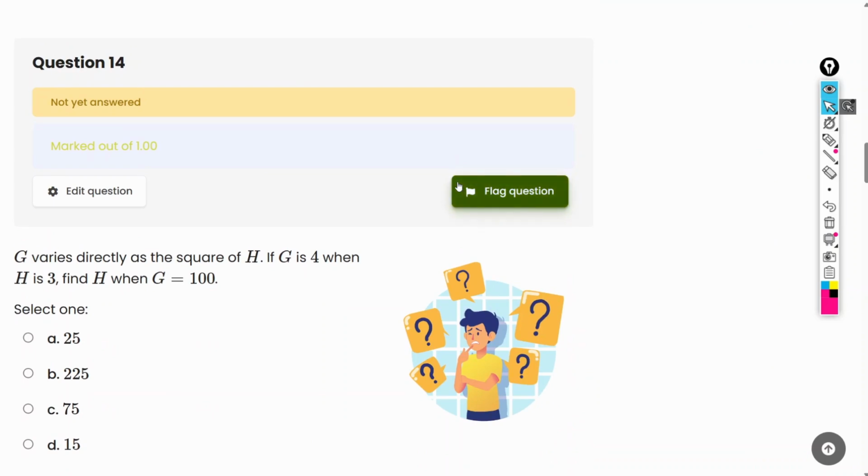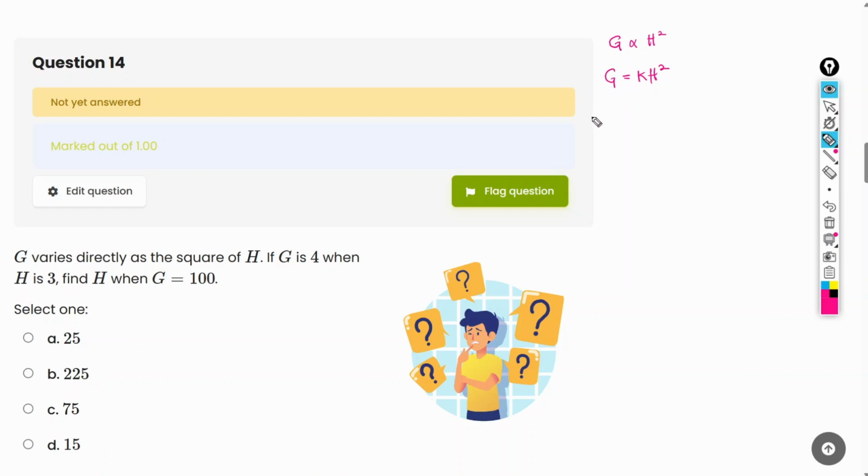Question 14 says G varies directly as the square of H. So let's first take on the first line. G varies directly as the square of H. From this we can set up G is equal to K times H squared.